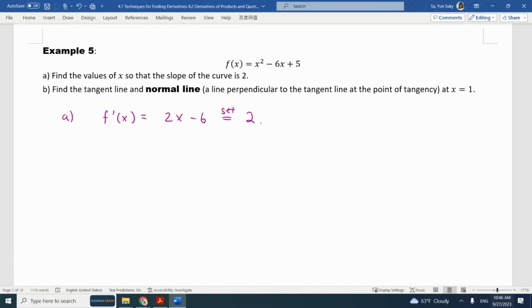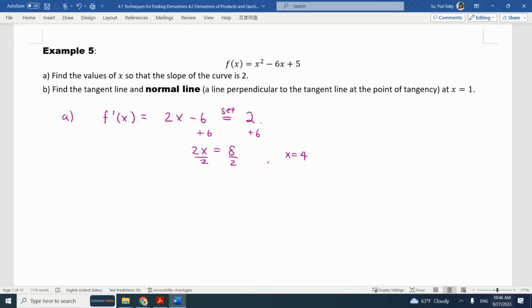How do you find the x, Dylan? Yeah, move the 6 over. Then you get 2x equals 8. Then what is x? 4. And in part A, we only need to find the x value. It's not asking us to find the point. So this is good. We don't need to plug in the line.